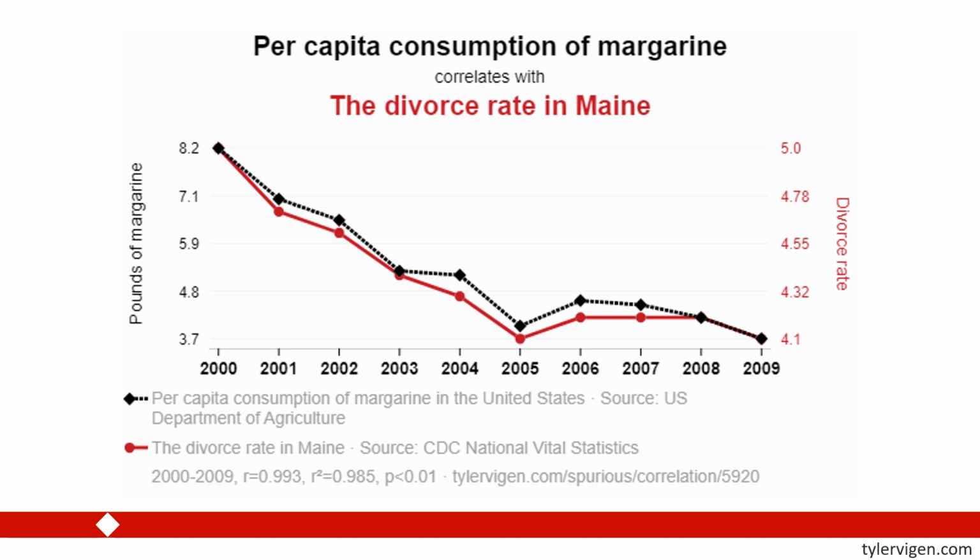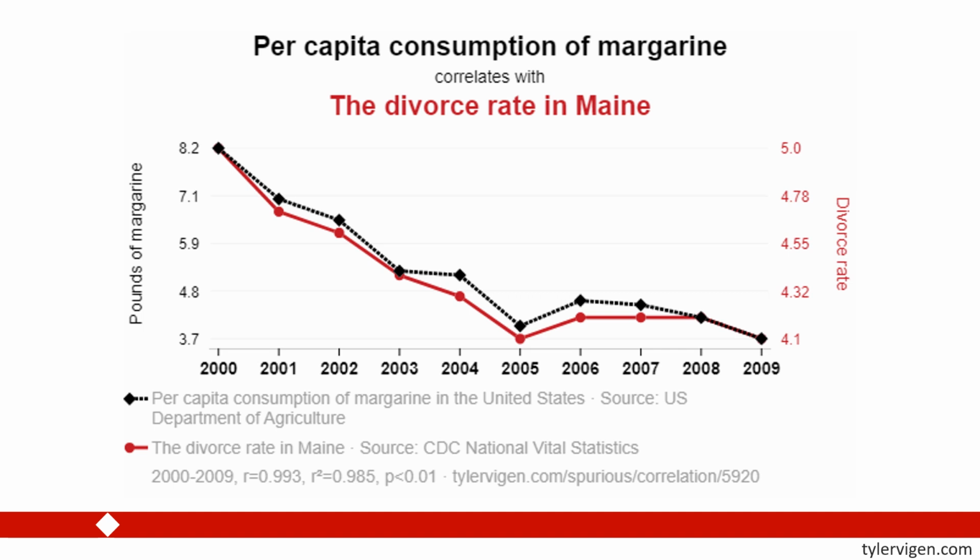We can also see in the red bar the divorce rate in the state of Maine. This, I believe, is the number of divorces per 1,000. It's either residents or marriages. And you can see that over the same period of time, this divorce rate is also decreasing from about 5.0 in the year 2000 to a little bit over 4 at the end of the decade.